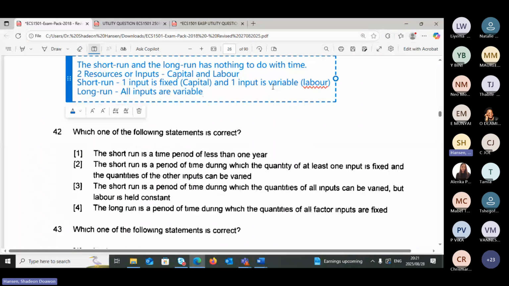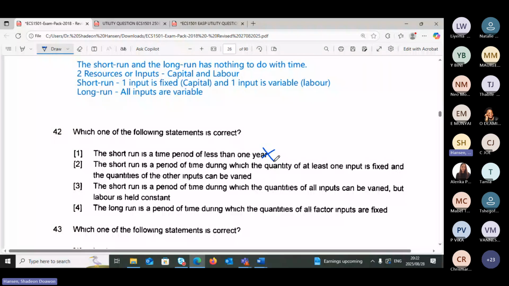You see. So if we look at question 42, based on our knowledge of the theory, we can already cut out number 1, because again, it has nothing to do with time. Okay, then we look at option 2. Option 2 says, the short run is a period of time during which the quantity of at least one input is fixed and the quantities of the other inputs can be varied. That sounds correct, eh? But let's read further.